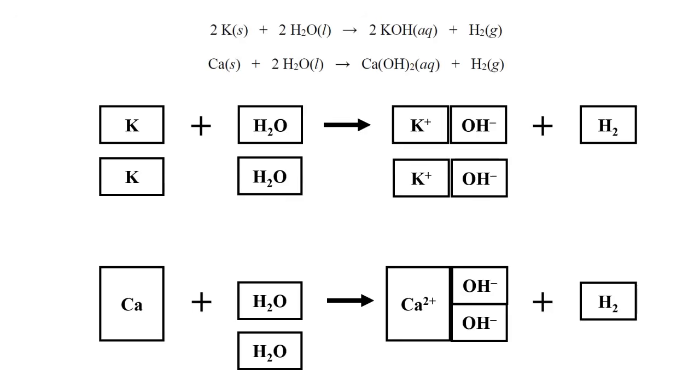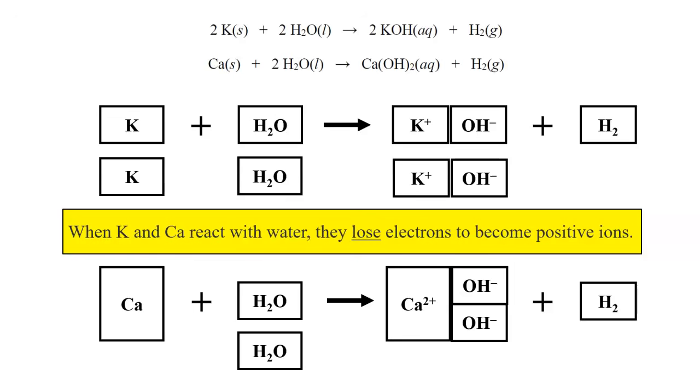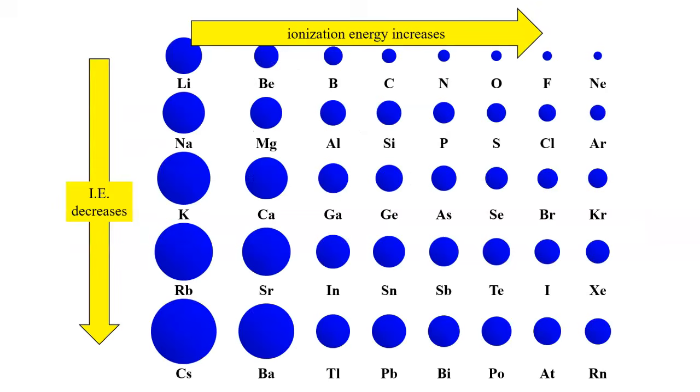Look on the right side of the equation, you'll notice that K has a positive 1 charge and Ca has a positive 2 charge. So when potassium and calcium react with water, they are losing electrons to become positive ions. And so the process of losing electrons is related to the concept of ionization energy. Let's take a look at the periodic trends for ionization energy.